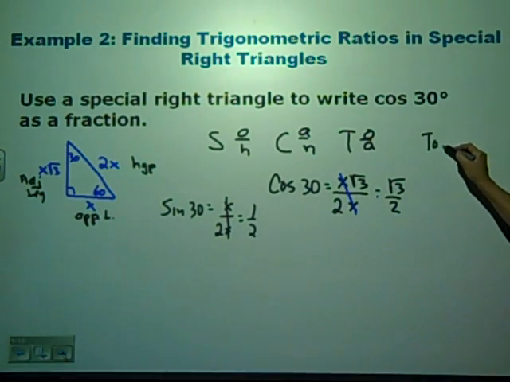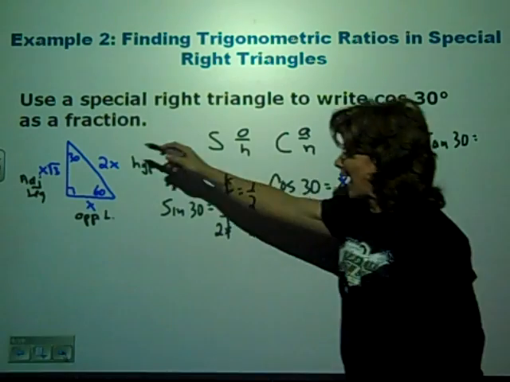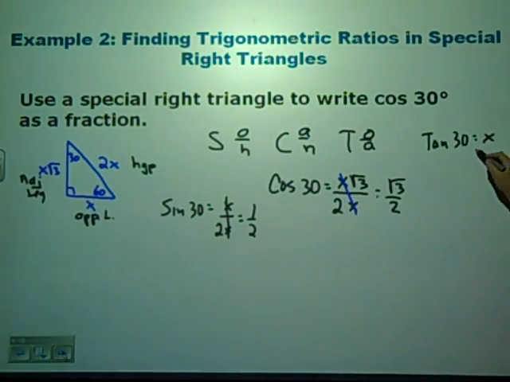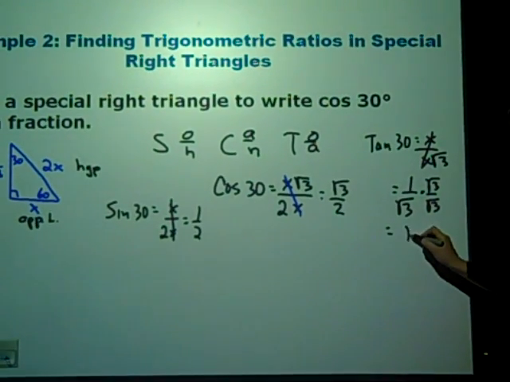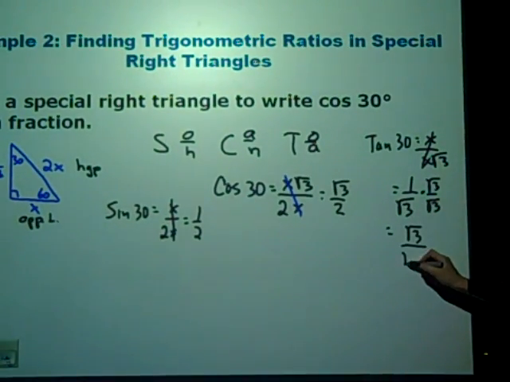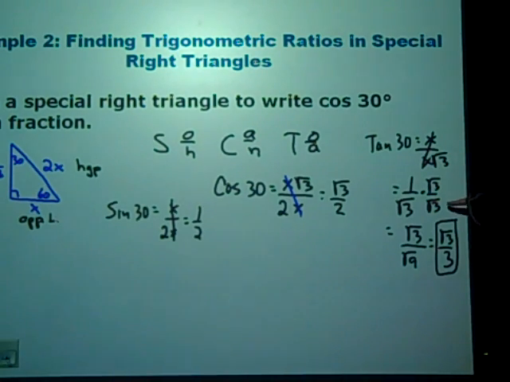If I want the tangent of 30, it's the opposite, x, over the adjacent, x square root of 3. Those will cancel out, and I have 1 over square root of 3. Remember, we don't leave those radicals in the denominator, so multiply by square root of 3 over square root of 3, and we'll get square root of 3 over square root of 9, 3 times 3, which is square root of 3 over 3. So there's our tangent of 30 degrees. So sometimes you'll have to do a little extra work to rationalize the denominator, but no biggie.